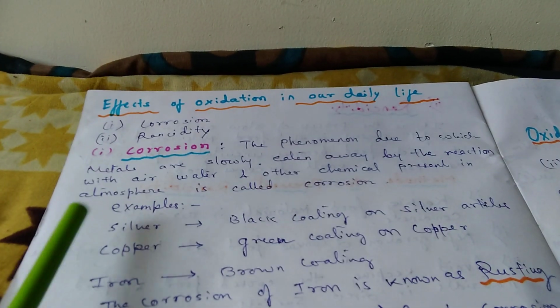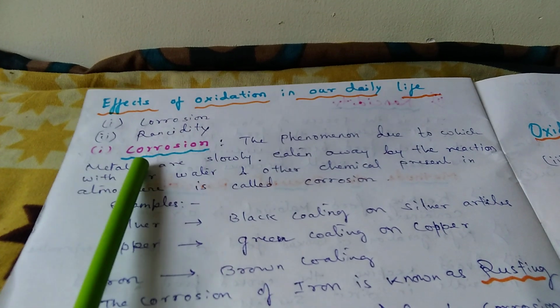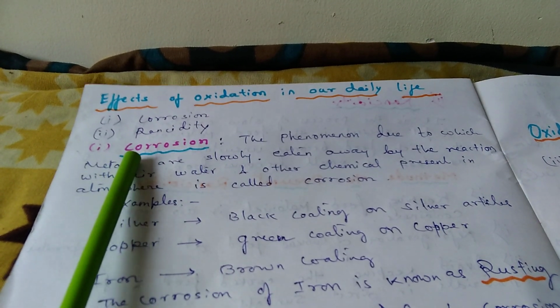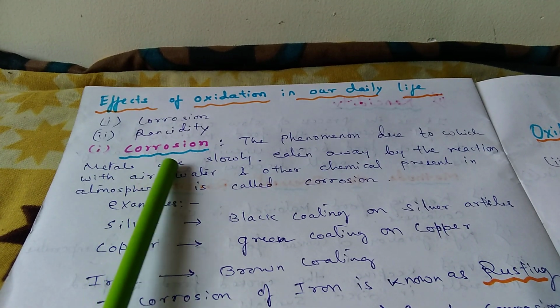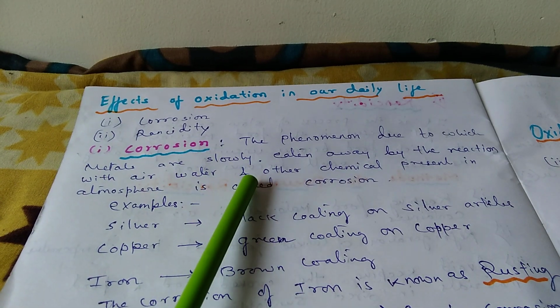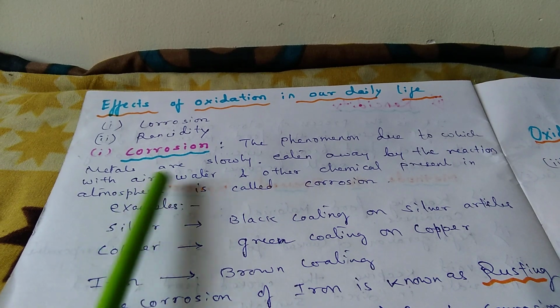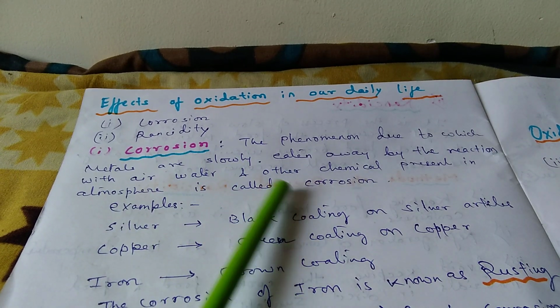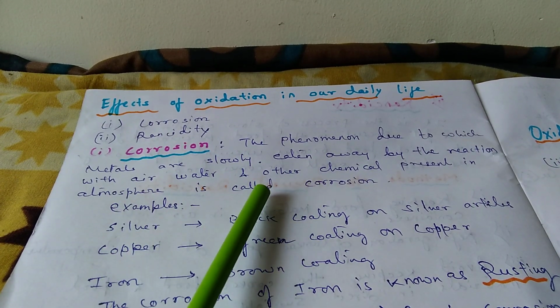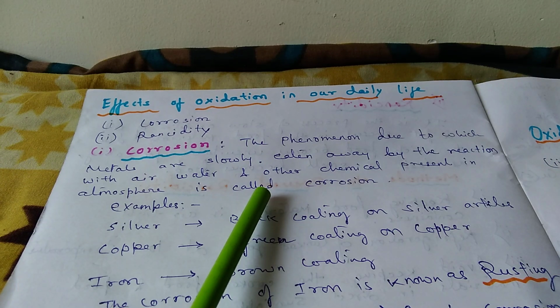Next is effects of oxidation in our daily life. So what are the effects? There are two main effects of oxidation, corrosion and rancidity. First is corrosion. This is a phenomenon due to which metals are slowly eaten away by the reaction with air, water and other chemicals present in atmosphere. This is called corrosion.